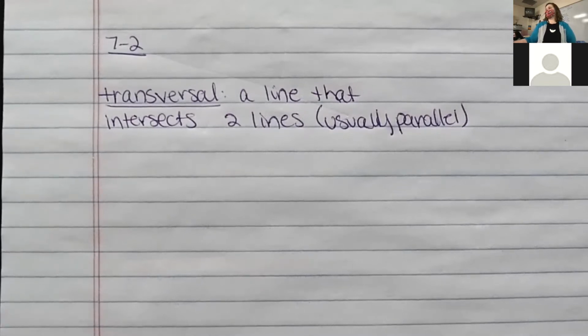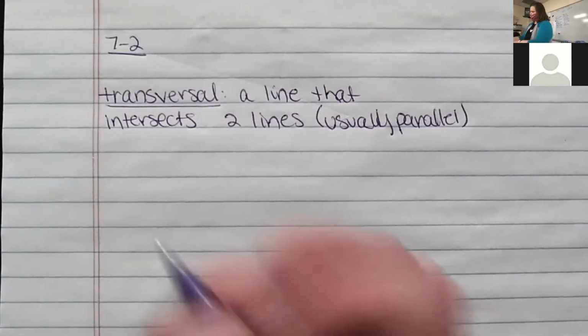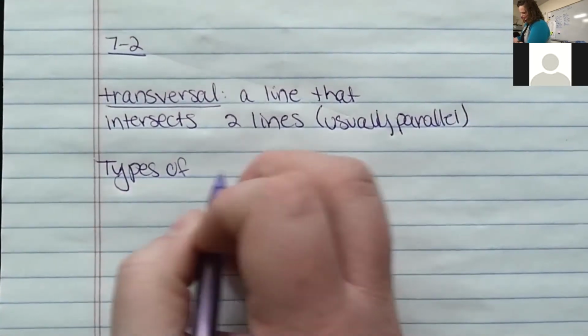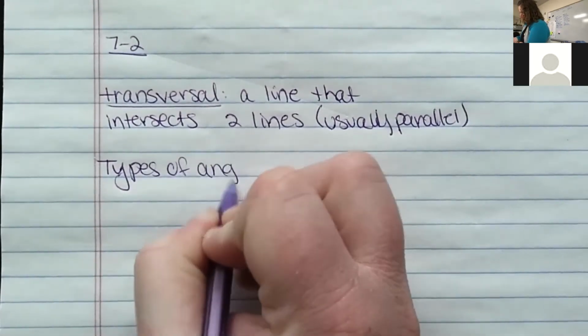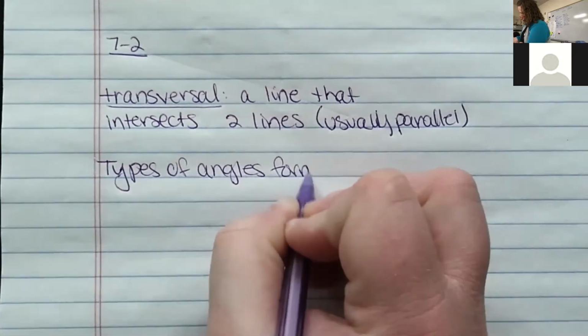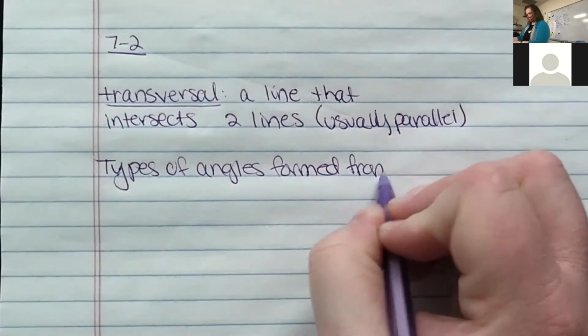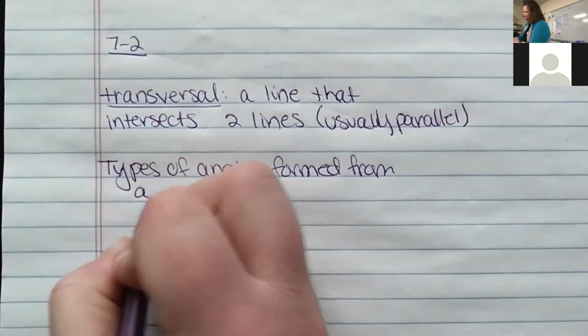A transversal is a line that intersects, well, usually they're parallel, but it's two lines. We're going to be talking about different angles that form after a transversal cuts those. So, types of angles formed from a transversal.